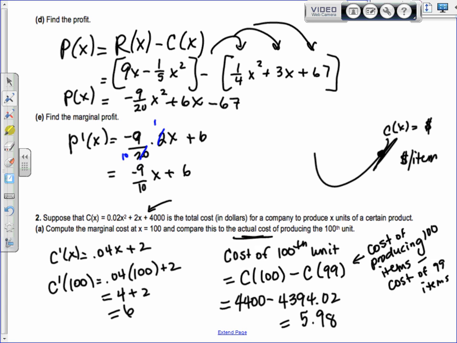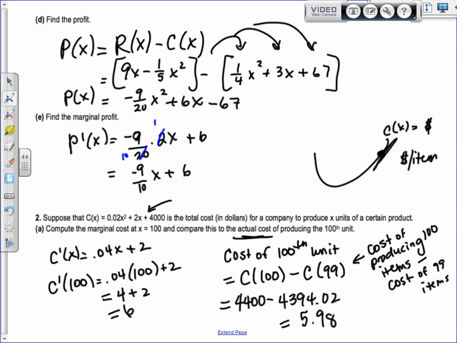They're very, very close. Okay, so it's like, well, why did we learn this whole marginal thing? You could find the cost of producing the 1,000,000th unit by finding the cost of producing 1,000,000 and subtracting out the cost of producing 999,999, right? You guys understand?